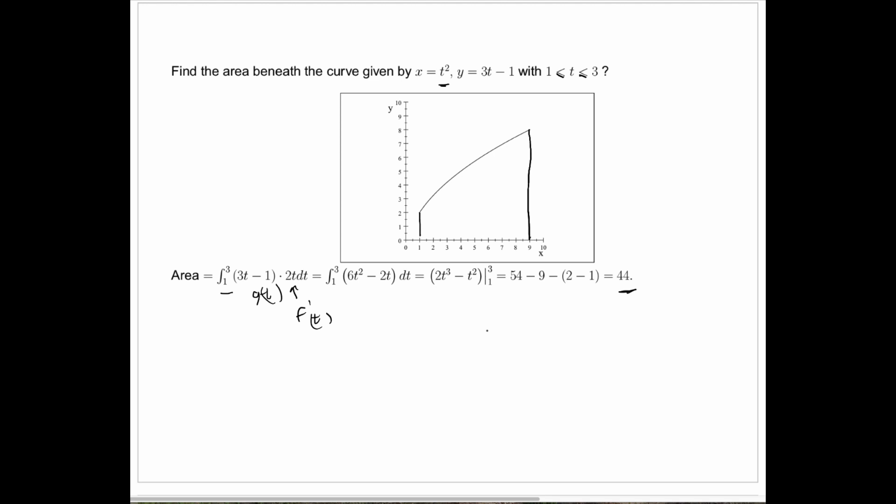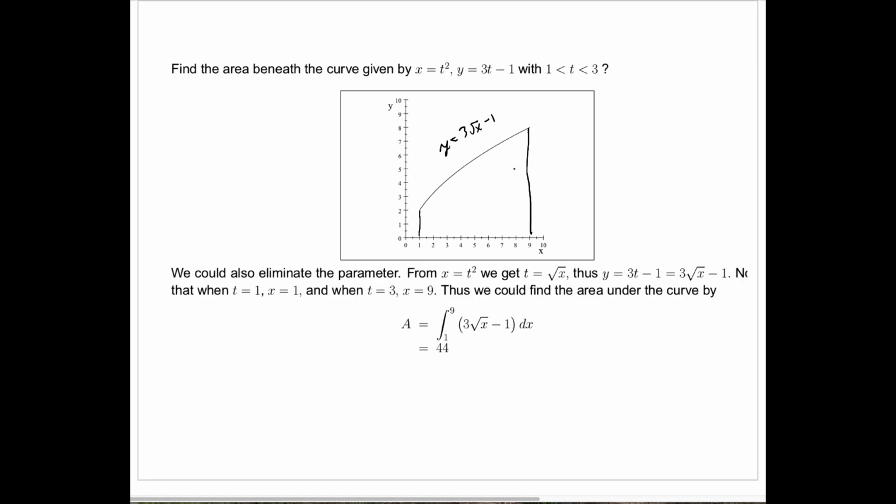Now, there are other ways we could solve this problem. One way is just to express this curve as some function of x. And to do that, we would have to eliminate the parameter. So how would we eliminate the parameter? Well, I'll show you that here.